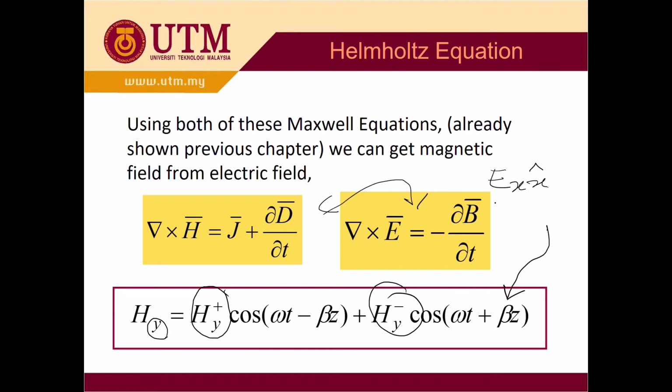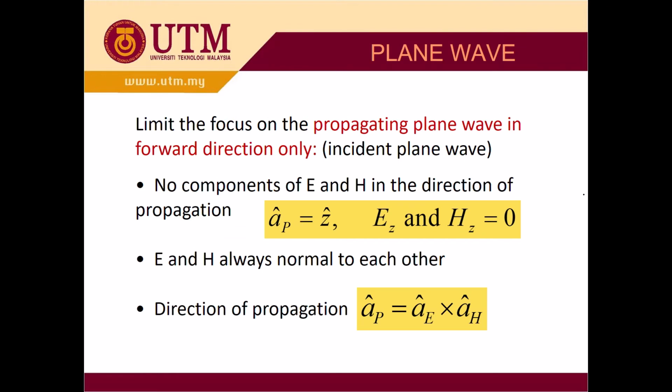and we set H to be in the y direction, H only has the y component and oscillates only in the y direction, and both waves will propagate in the z direction. Okay, so we limit our focus to the wave propagating in the forward direction only. So we consider only the forward direction, and the backward will be ignored.